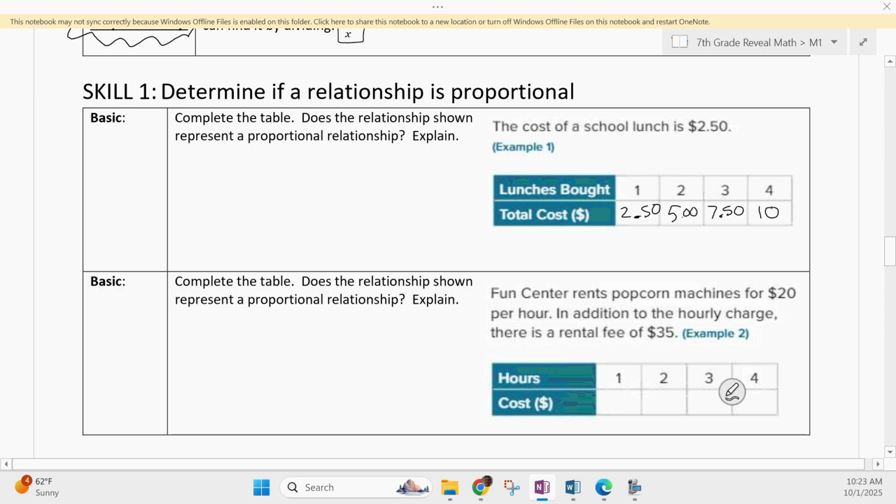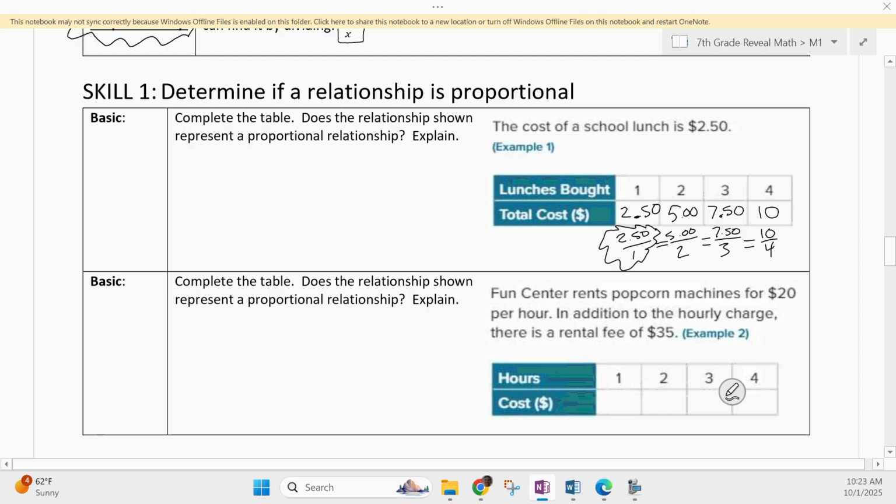I think it's proportional because I just read it and it just gives me a rate. It's like $2.50 per lunch. There's no extra fee or anything, right? So, and then if I check by that special operation, division, 250 over 1, 5 over 2, 750 over 3. Keep writing, guys. Come on, stay with me. Are those all equal? Yes, they all simplify down to that same unit rate of 2.50 per lunch.